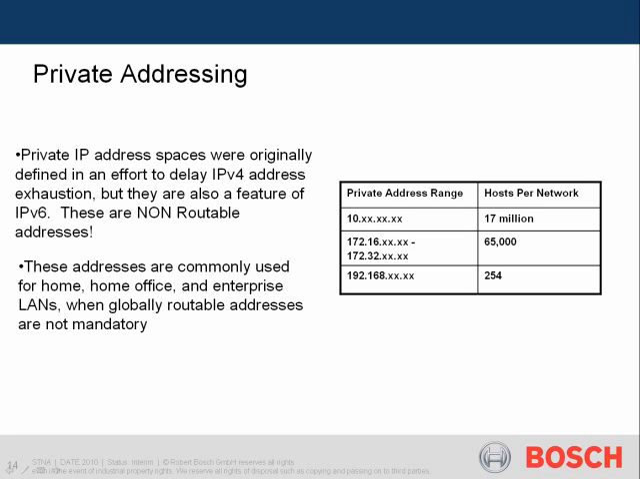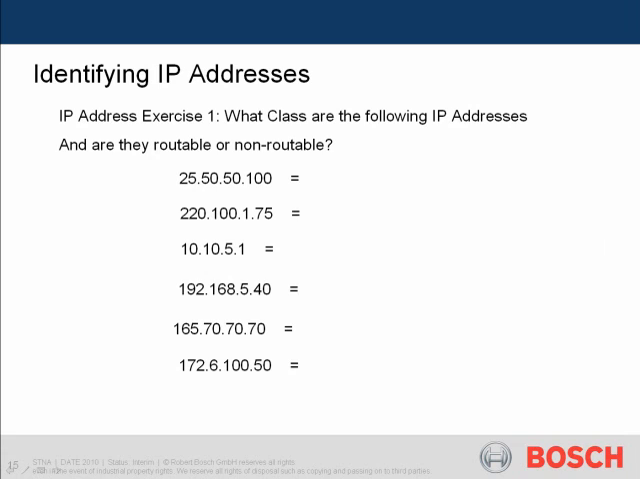An A-class private address range is 10.x.x.x. A B-class private address range is 172.16 to 172.32. And a private C-class address range is 192.168.x.x. Let's see how we're doing so far.